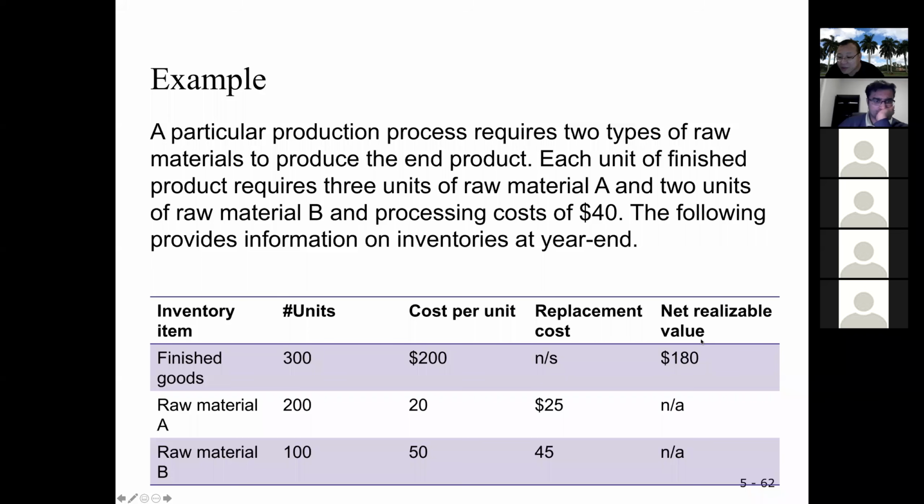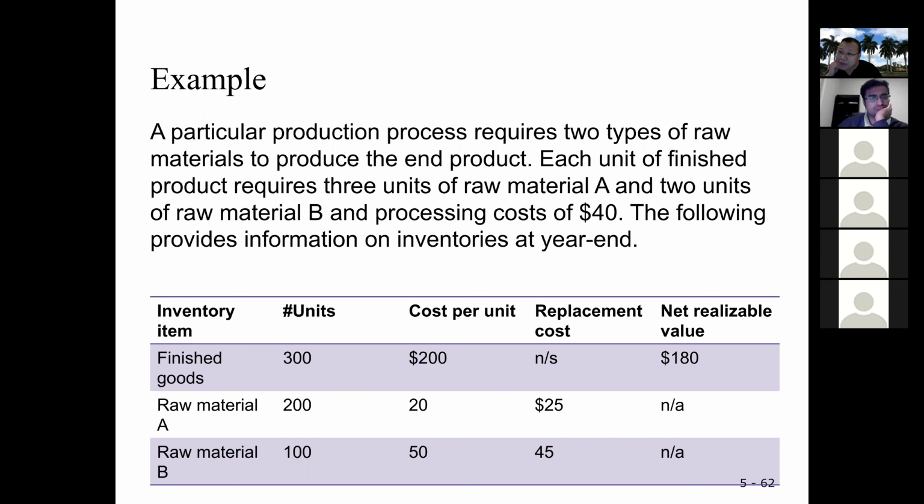Net realizable value, 180 for finished goods. Raw materials not available. That means you cannot sell them, right? You cannot sell them. So first of all, let's think about the finished goods. You start with the finished goods. Do we need to write down finished goods? Well, you have to evaluate the cost versus the market. The inventory has to be reported at the lower of cost and market. And the market, the net realizable value, that's the market.